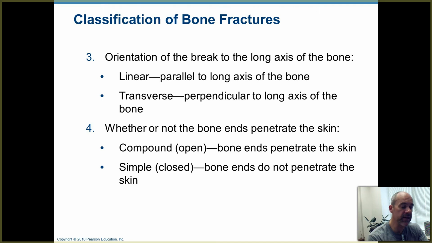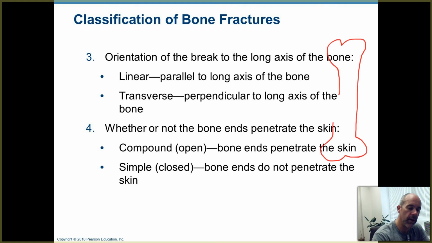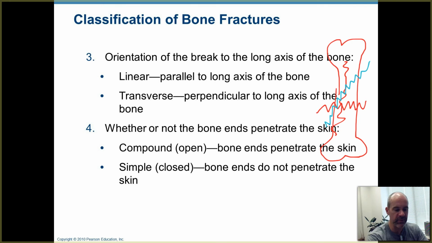Okay, also the orientation of the break. So if it's linear, if it's parallel to the long axis of the bone, so if we've got a bone here, and your fracture is like that, that's linear. A transverse fracture would be in that direction. And you'll also hear about oblique fractures. An oblique fracture would be on an angle like this, so it's not really linear and it's not really transverse. That would be called an oblique type fracture.